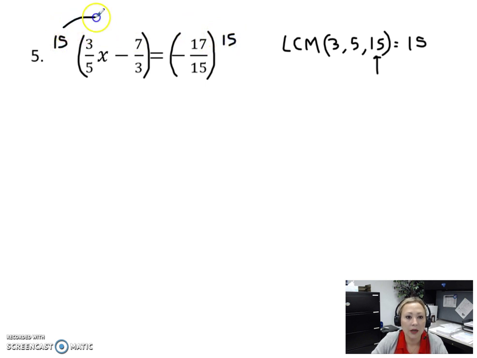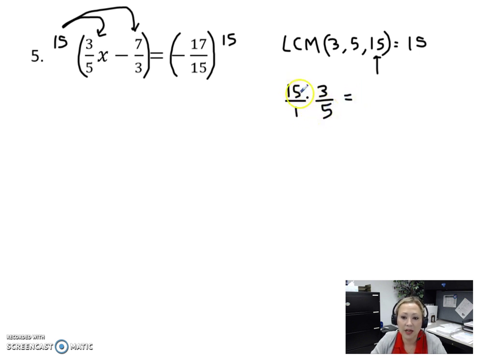Okay, on the left, I've got two terms, so I've got to make sure that I multiply to both of those. 15 times 3/5 x. 15 times 3/5. 15 is a whole number, it's over 1. When we multiply fractions, if we've got ones that have a common factor like these, they're both divisible by 5, then we're going to divide them by that common factor. So 5 divided by 5 is 1, 15 divided by 5 is 3.